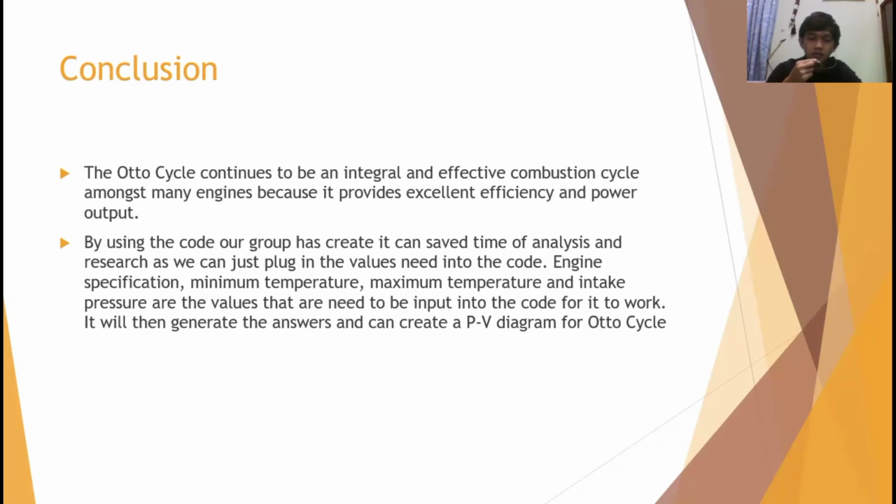Engine specification, minimum temperature, maximum temperature, and intake pressure are the values that need to be input in the code for it to work. It will then generate the answers and can create a PV diagram for the Otto cycle.